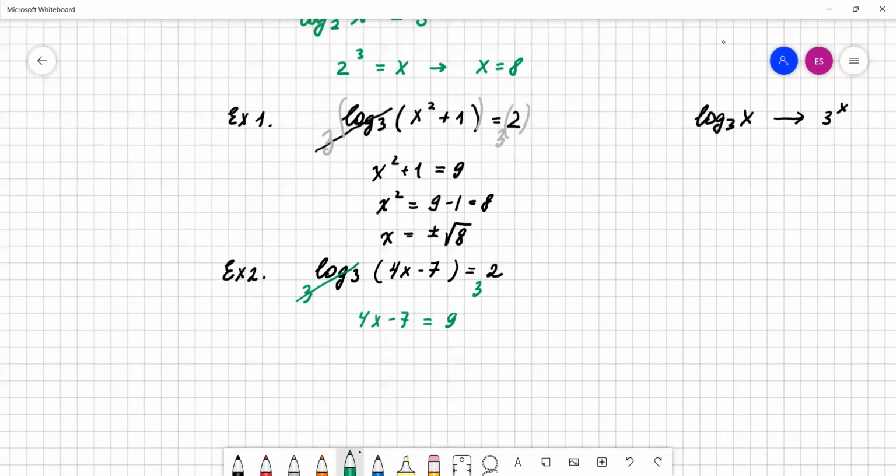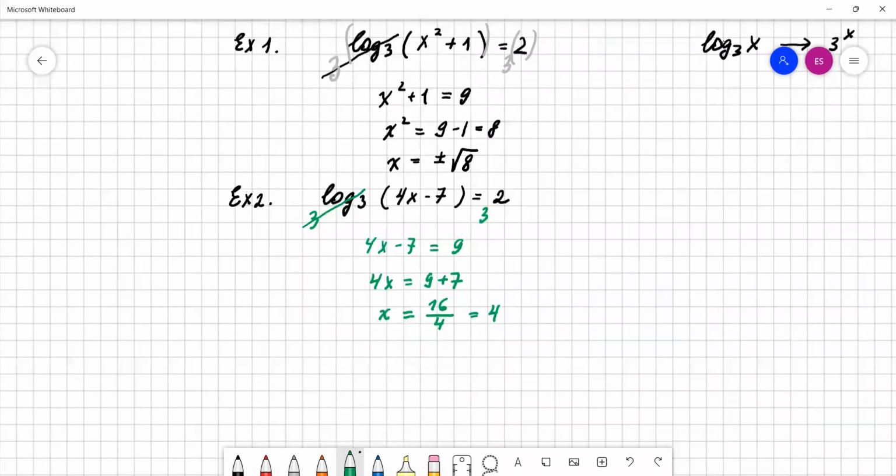Well, somehow I have the same base. So 4x equals 9 plus 7. It's 16, right? And we divide by the coefficient of x, which is 4. So x equals 4. Guys, when we solve a logarithmic equation, we need to make sure that your solution is not going to give you a negative argument of the logarithm.